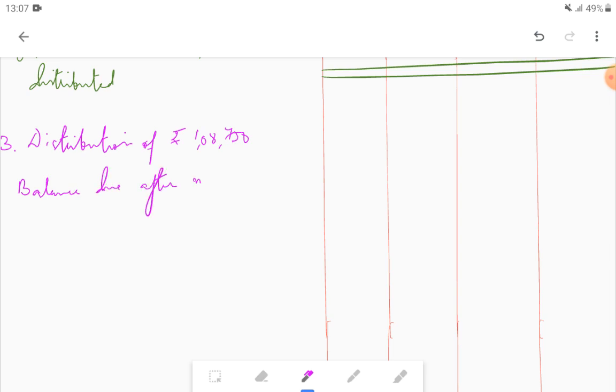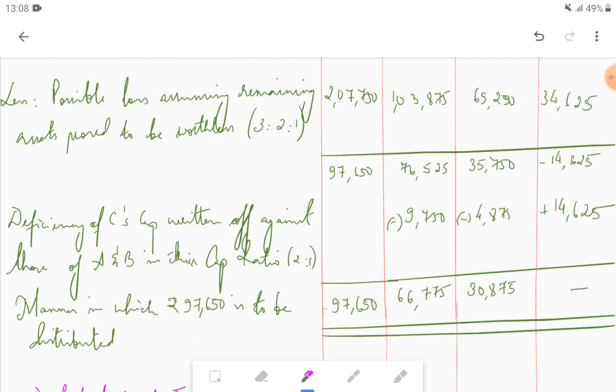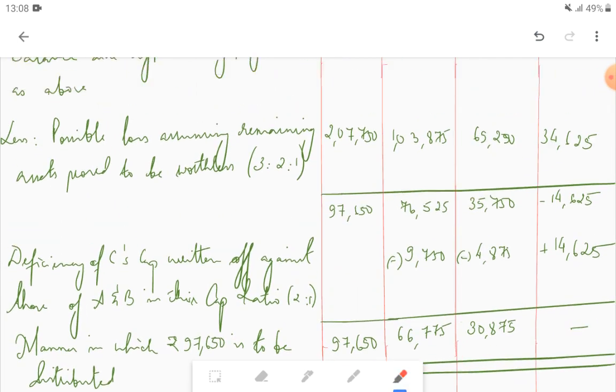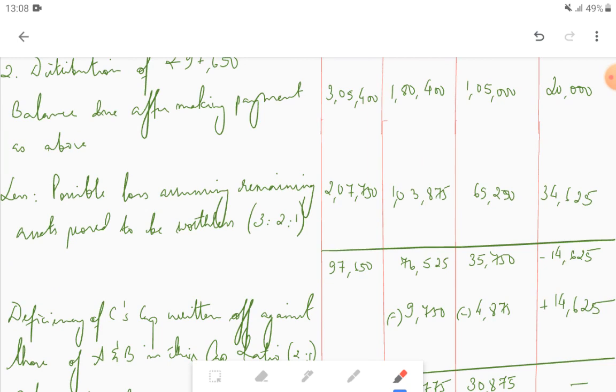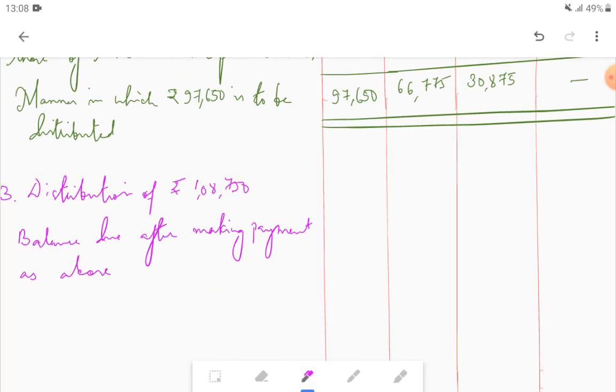And just as usual, balance first, balance due after making payment as above. Or you can write after making payment of previous realization. You can write that also, it's not a problem, but we're preparing it in a table format, one follows the other. So after the above payment is also quite suitable here. So the balance you're having under the situation: originally it was 3,05,400, but you've paid 97,650, and now you're left with 2,07,750. So balance due in total is 2,07,750.